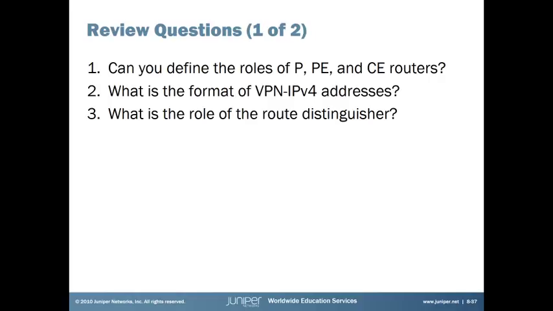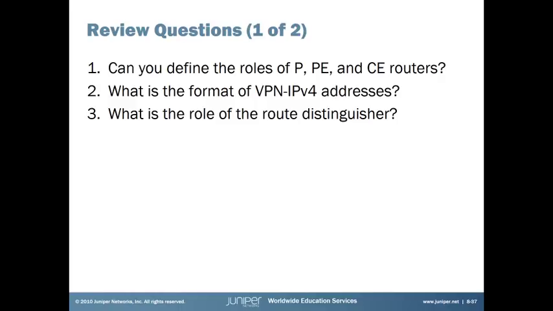Right. What is the format of a VPN IPv4 address? There's a few bits to it. There is the original customer route. There's another bit that we add to it called a route distinguisher. We also add an MPLS label value into it, and there's a mask in there as well.